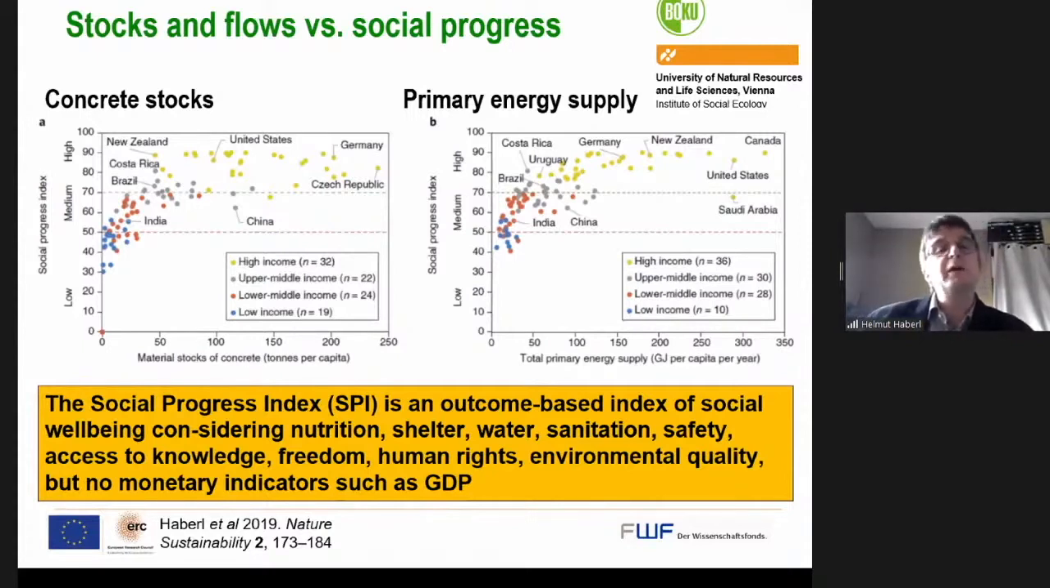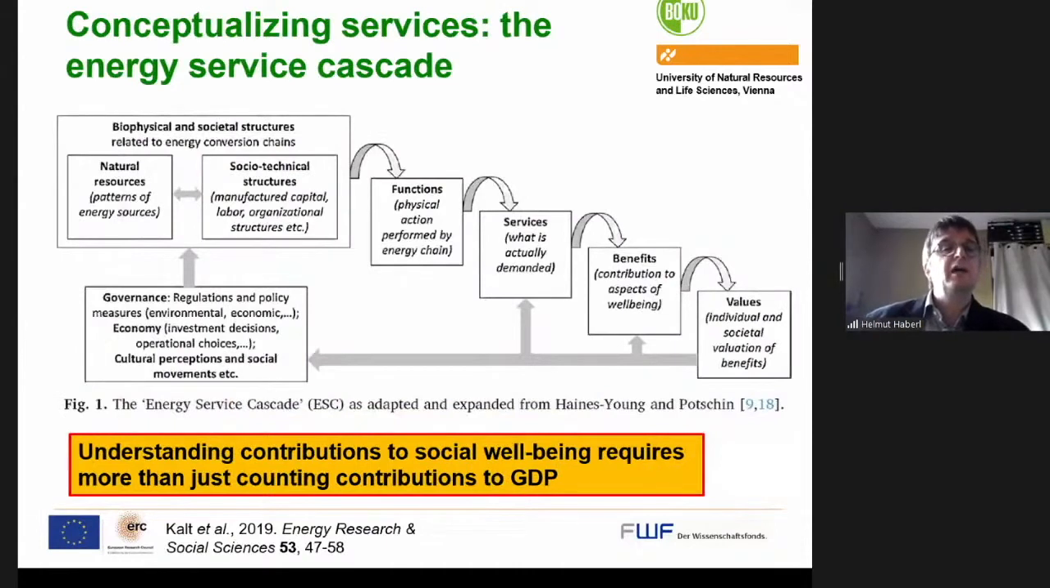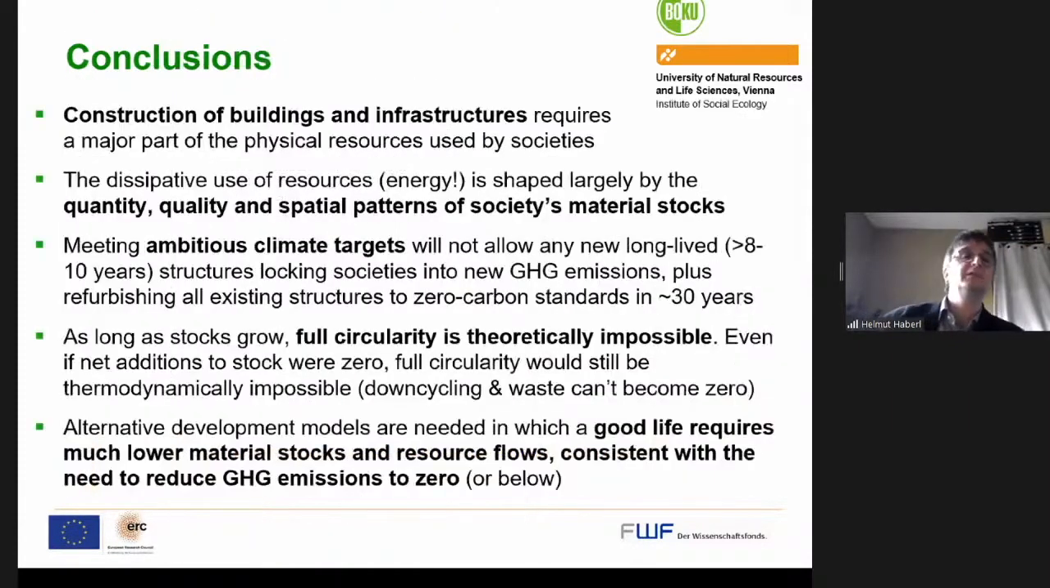So there are ways of organizing society in a manner that needs a lot less material flows and stocks, but these are not the patterns that will emerge by themselves or through raising efficiency. So we have to understand what we really need, what services we really want and need from social metabolism.